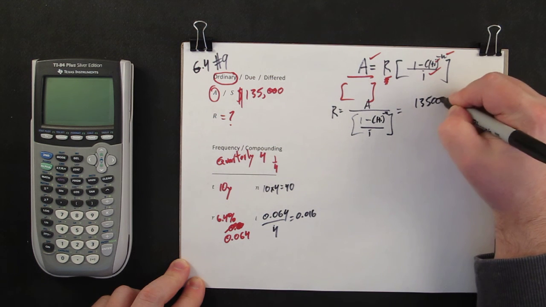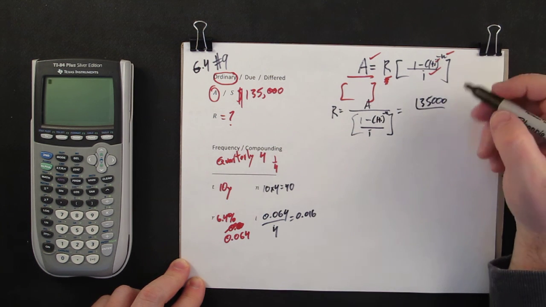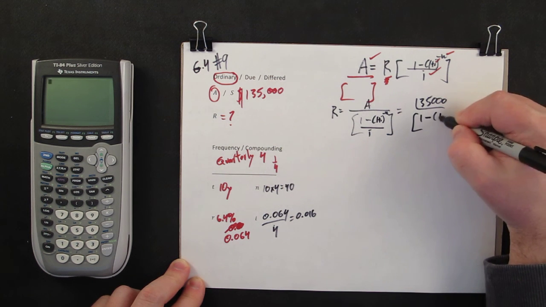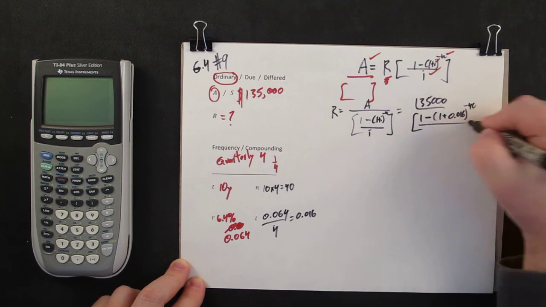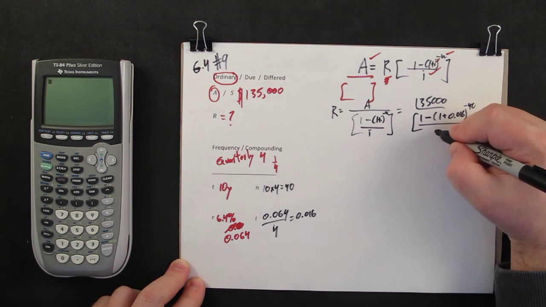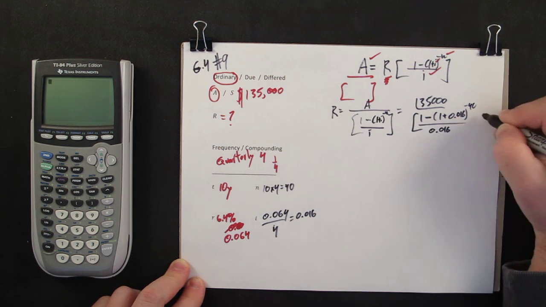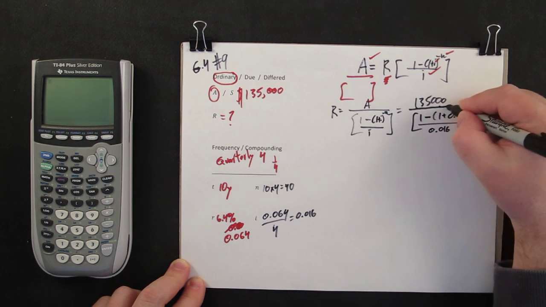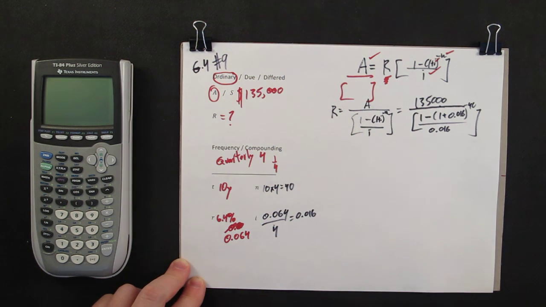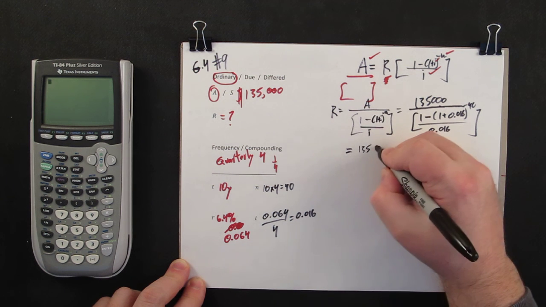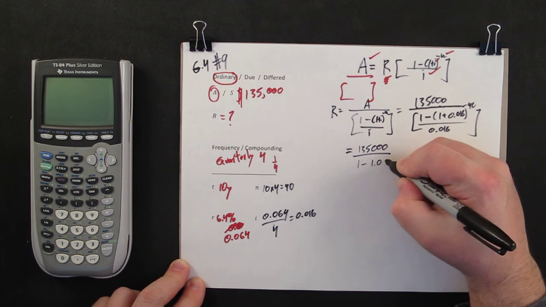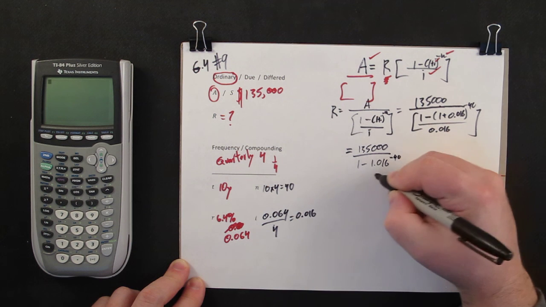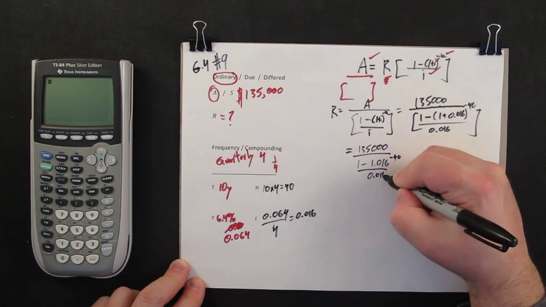So 135,000 divided by 1 minus 1 plus the period interest rate, negative 40, and over the period interest rate. All right, so that will be 135,000 divided by 1 minus 1.016 to the minus 40 over 0.016.